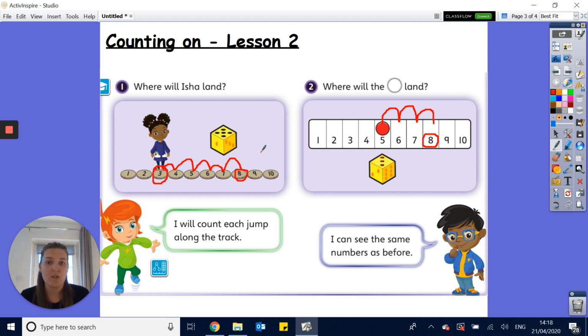Okay, so I'm going to ask you some questions now. Have a look at both of our examples. What is the same about both of our questions, and what is different about both of our questions? I'm going to give you a minute or two to have a chat with somebody at home and see if you can notice what's the same and what's different. And then we're going to have a chat about the answer to each question. Off you go.